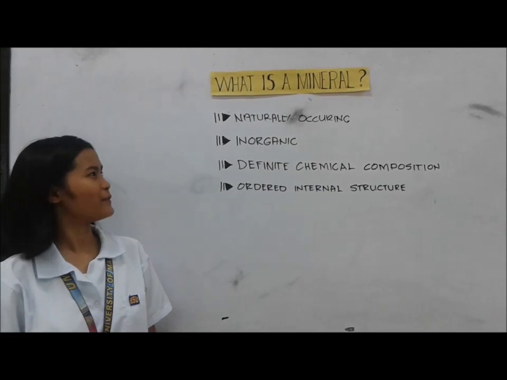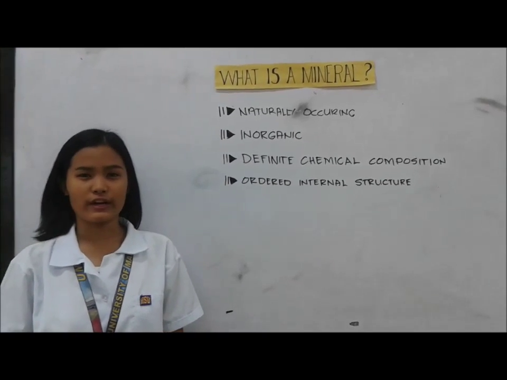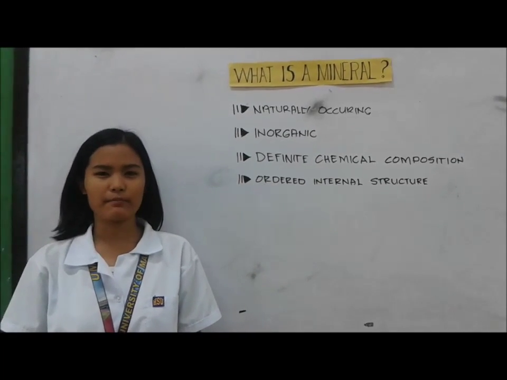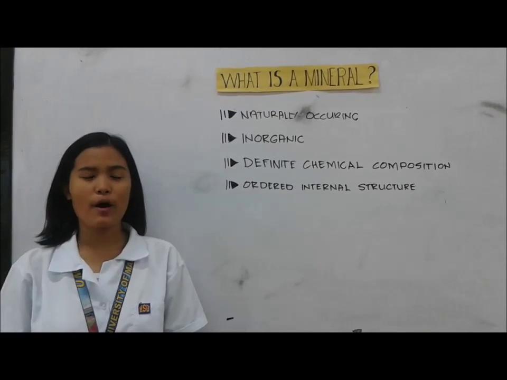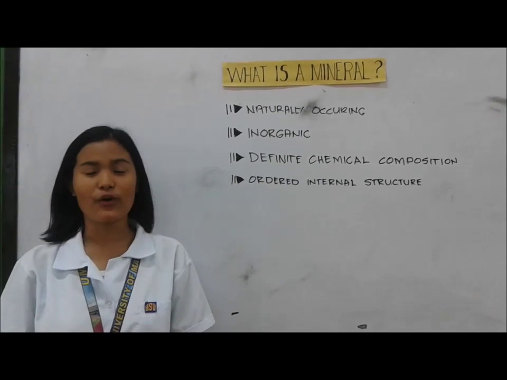What is a mineral? A mineral is naturally occurring, meaning it is not man-made. Next, it is inorganic. It has no parts or remains of any plants or animals.